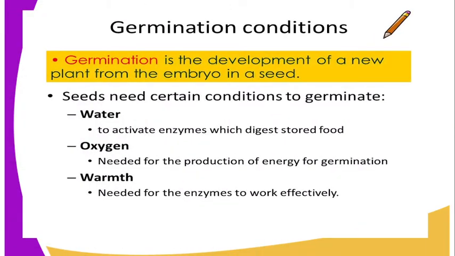So we have the conditions necessary for germination. For a seed to germinate, we have several conditions. The first one is water. The function of water in germination is, the first one, to activate enzymes, which will digest the stored food to form energy. Energy is required for germination. So the function of water is to activate the enzyme.